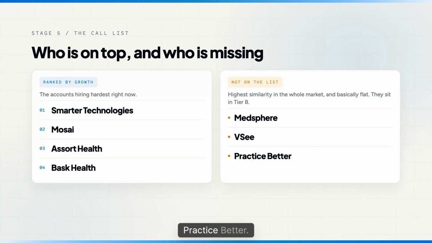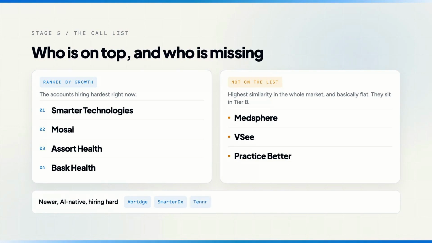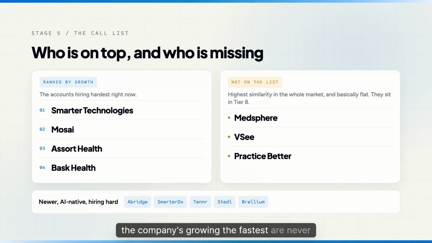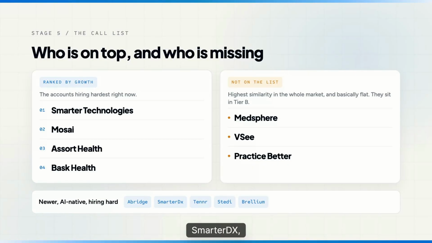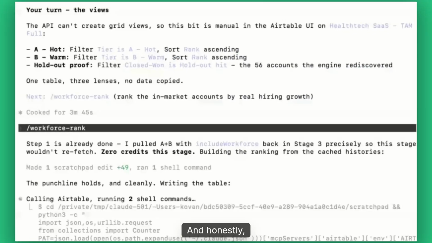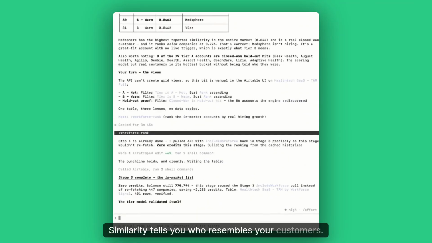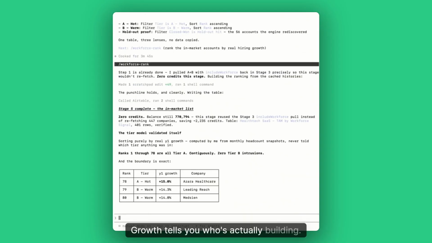Matchafir, VC, Practice Better, they are all in Tier B because they're basically flat. Meanwhile, the companies growing the fastest are neither AI-native businesses like Abridge, Smarter DX, Tenor, Steady, and Brillium. They aren't quite as similar on paper, but they are hiring aggressively. And honestly, that's probably where I would spend my time. Similarity tells you who resembles your customers. Growth tells you who's actually building.